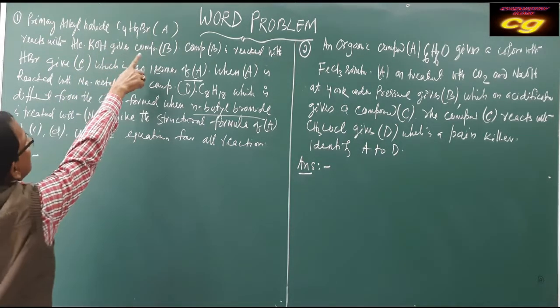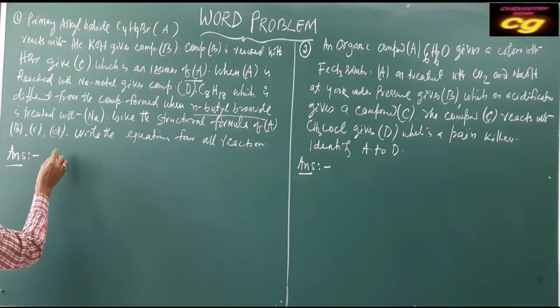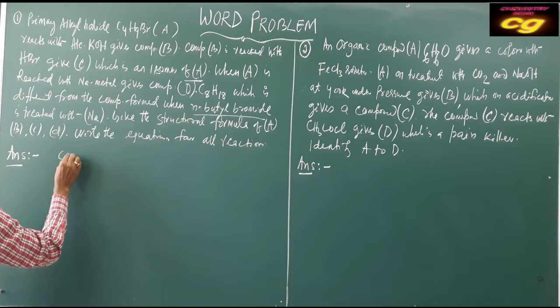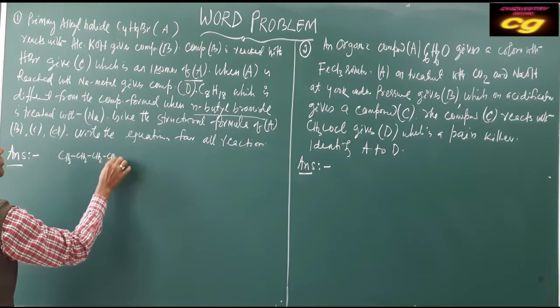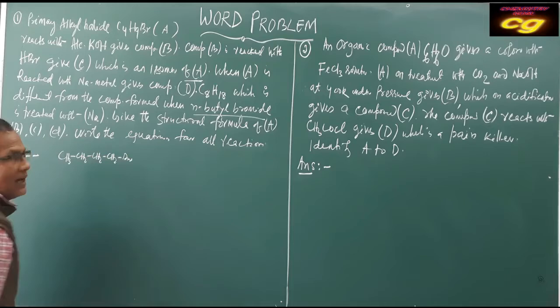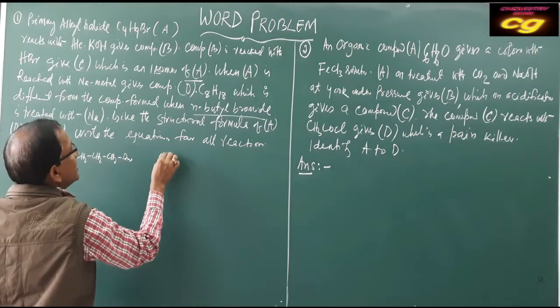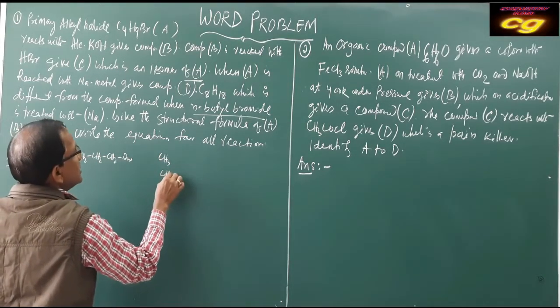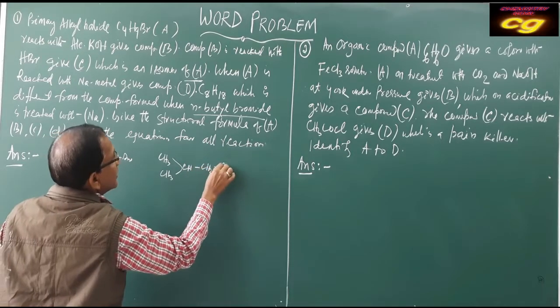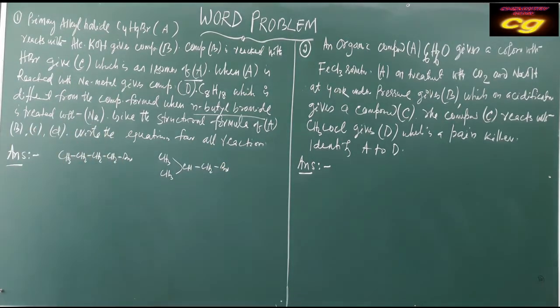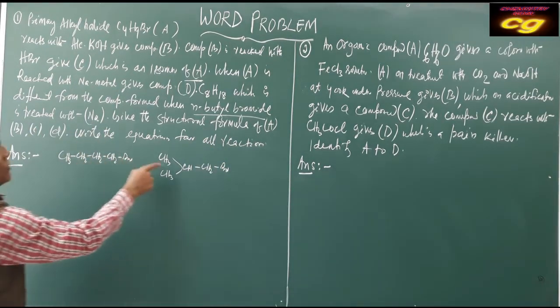If C4H9Br, it may be CH3, CH2, CH2, CH2, Br. It may be like this, or it may be CH3, CH(CH3), CH2, Br. It is also primary, it is also primary.